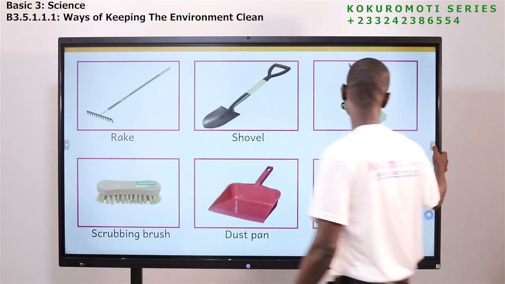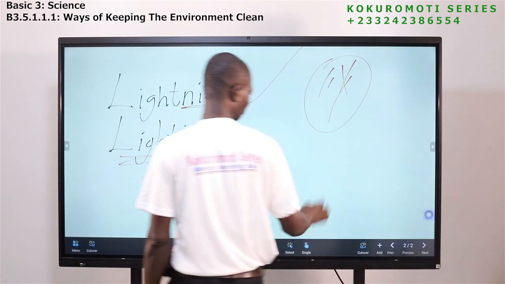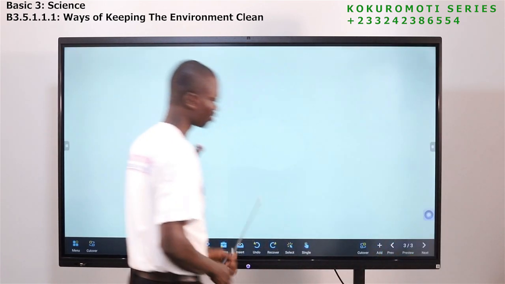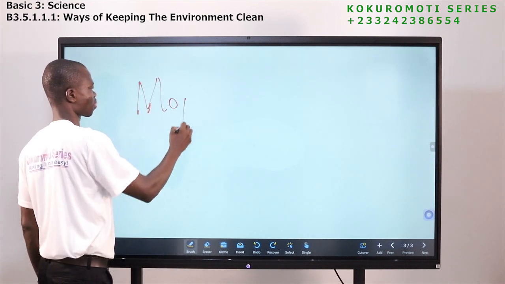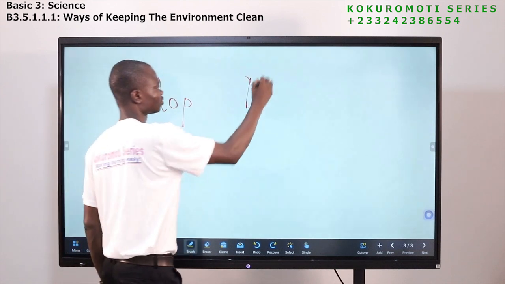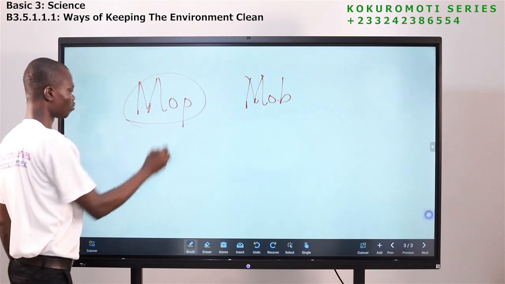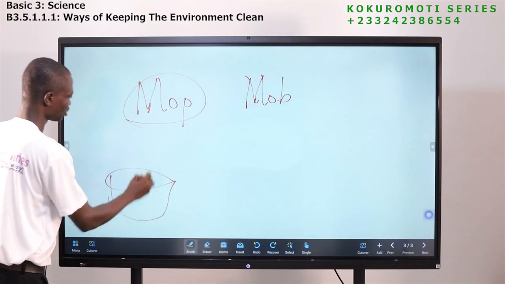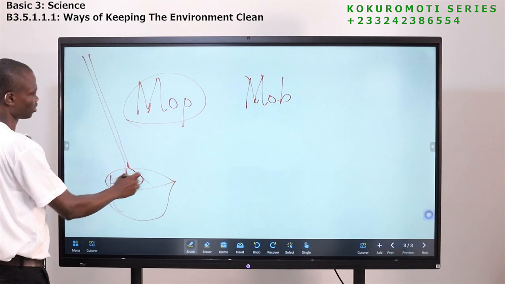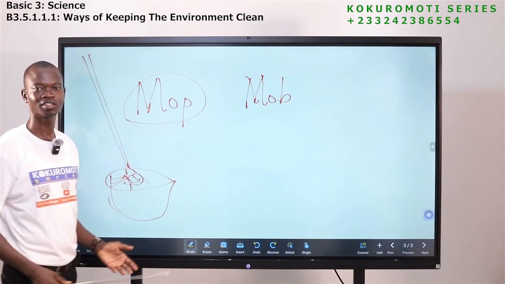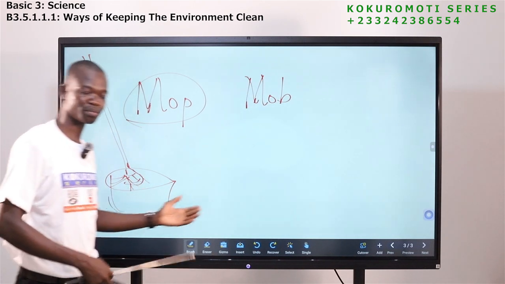Let's go back and let me show you something. You should know the difference between this and this. This is what? Mop. The one that we use, it comes with a handle. We use this to clean the floor. We use this to clean places.